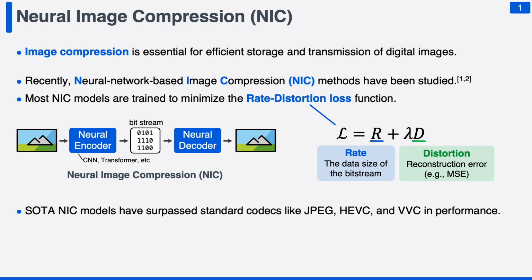Recently, neural network-based image compression (NIC) methods have been studied, like this. The encoder and decoder are optimized using this rate distortion loss function. Here, R denotes rate term, which is the data size of the bit stream, and D is a reconstruction error, such as MSE. State-of-the-art NIC models have surpassed standard codecs like JPEG, HEVC, and VVC.